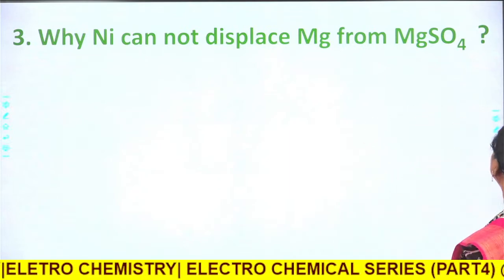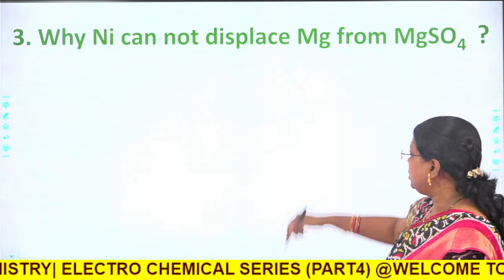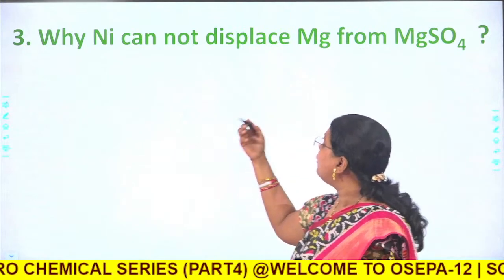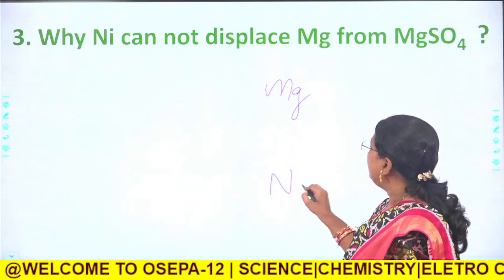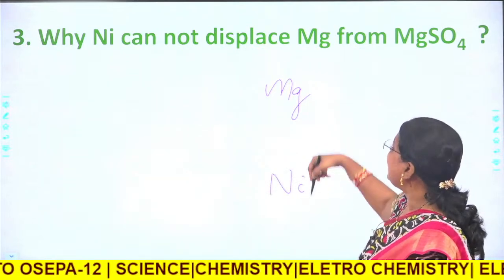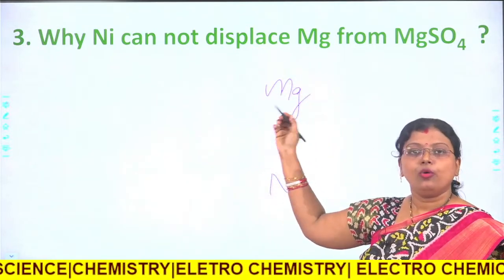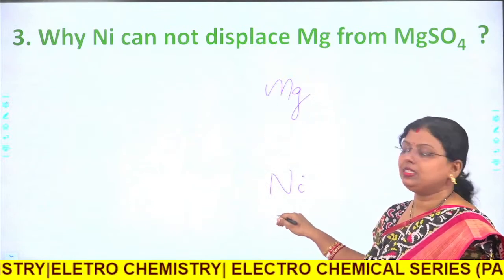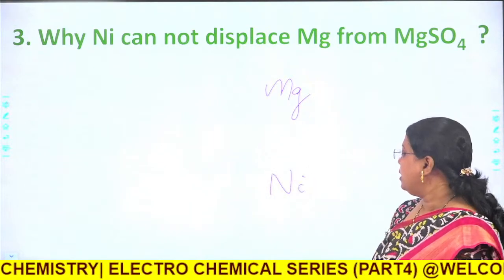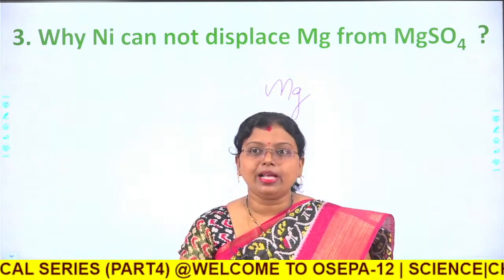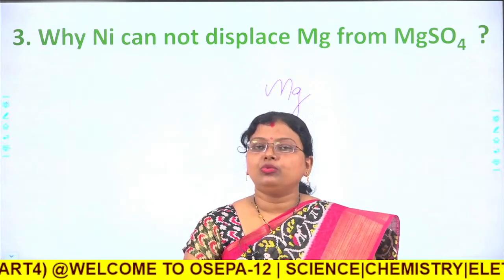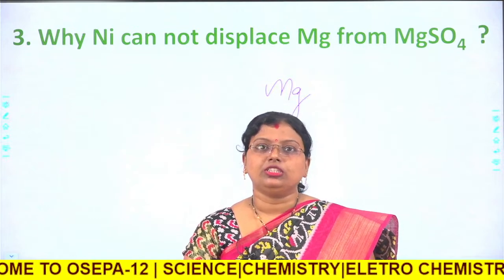Why can it not displace magnesium from MgSO4? Because if you see the electrochemical series, you will find that magnesium is placed above nickel. So nickel cannot displace magnesium, whereas magnesium may displace nickel. So this is the reason. So this is all about your electrochemical series. Next class we will discuss Nernst's equation. Thank you so much.